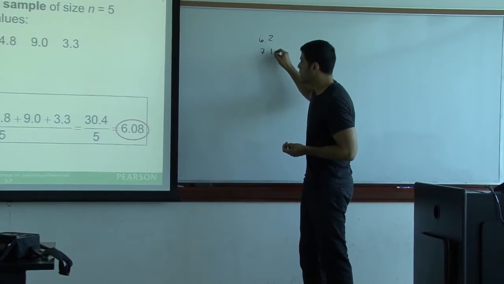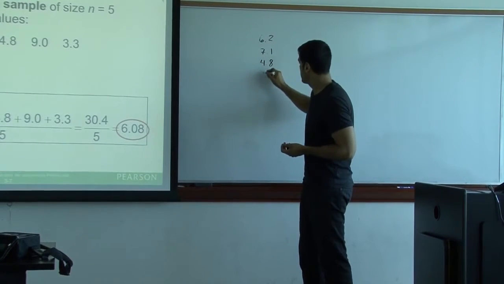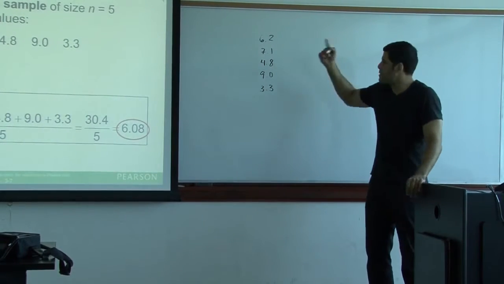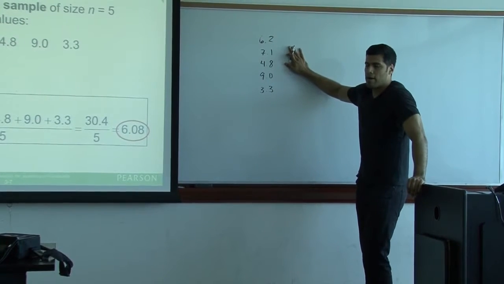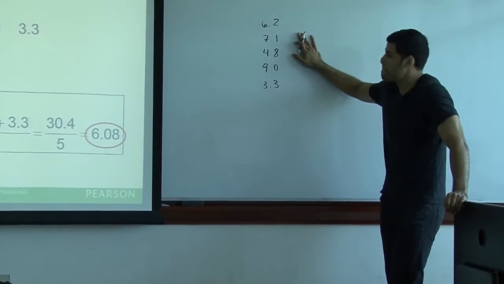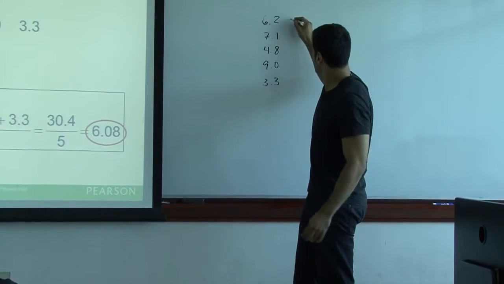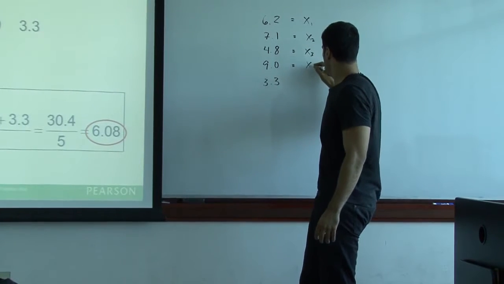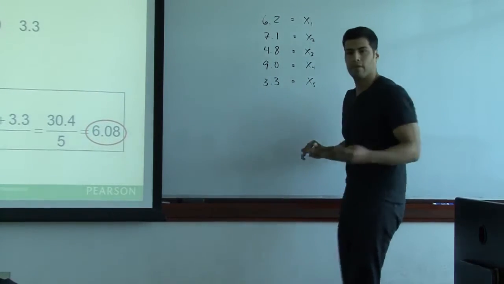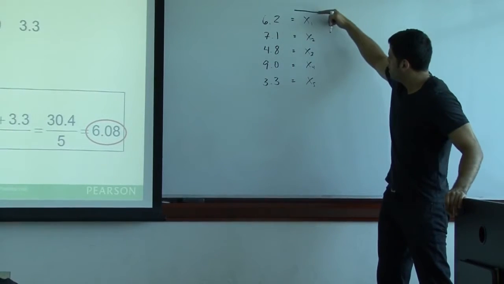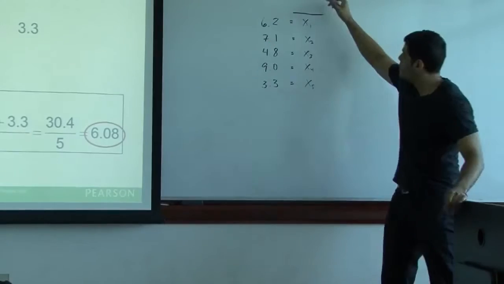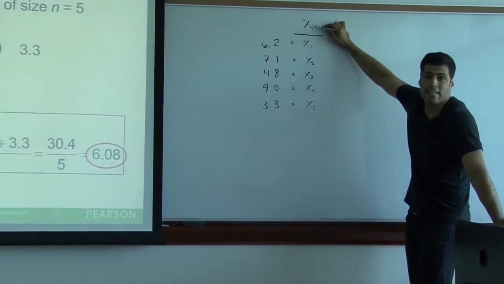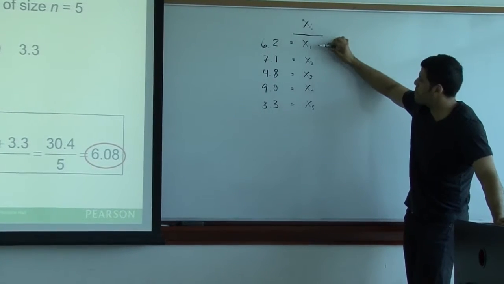7.1, 4.8, 9.0, 3.3. These are your 5 values. Now, why am I writing them out this way? Because I want to go back to the notation that we just looked at. You can call these x1, x2, x3, x4, and x5, right? Basically, you're saying you have a column of data that you're going to call xi. That basically means this is your x variable, because it varies from observation to observation.